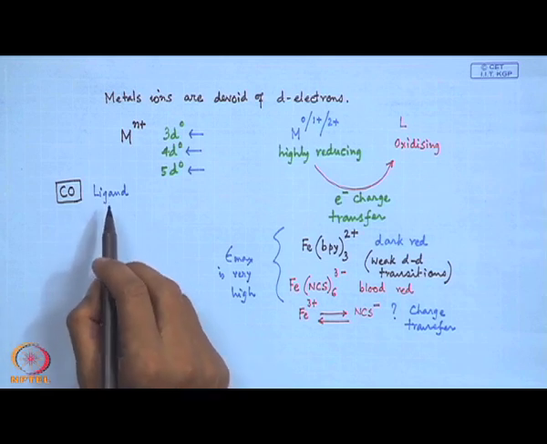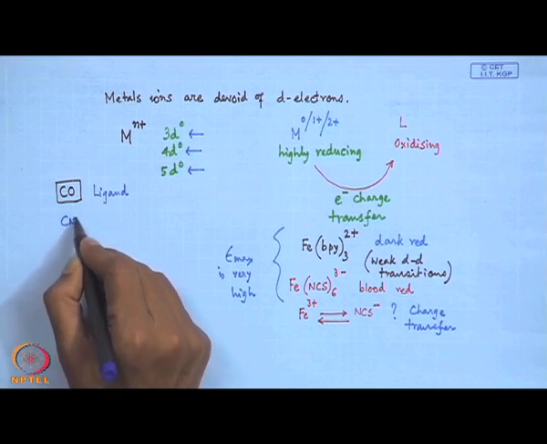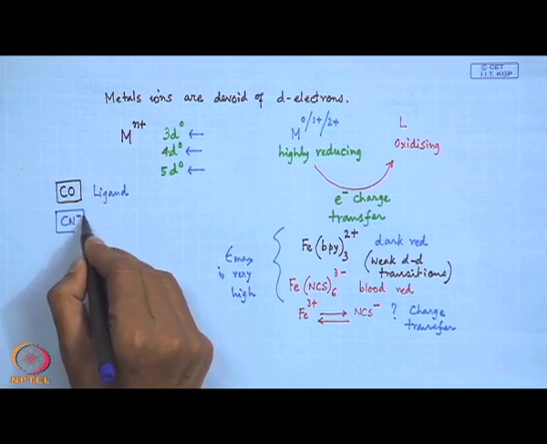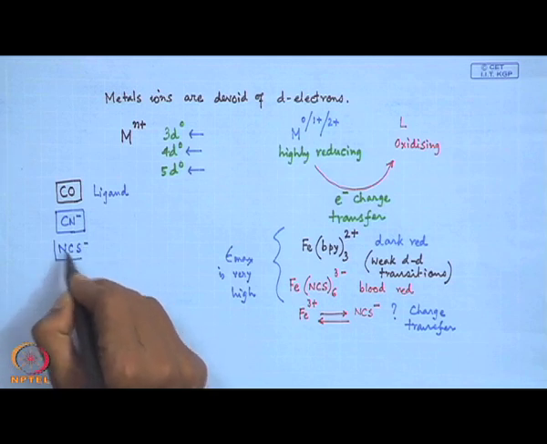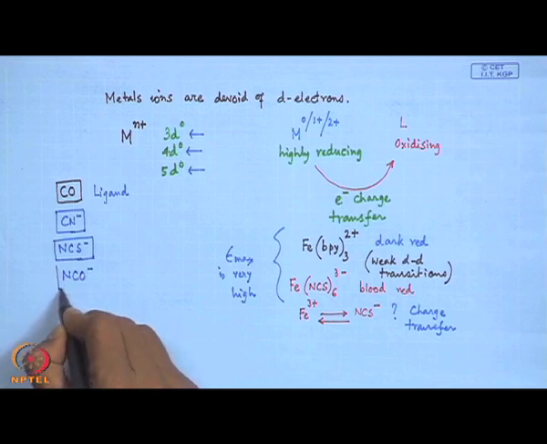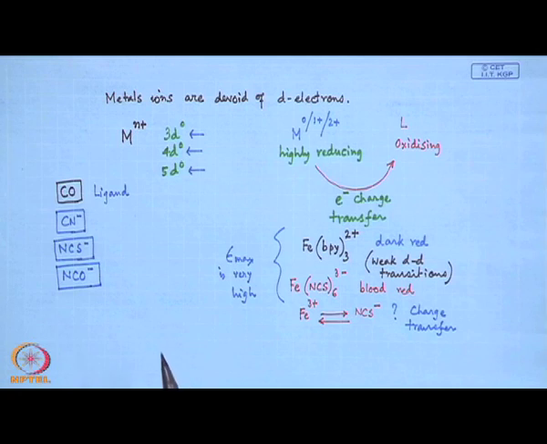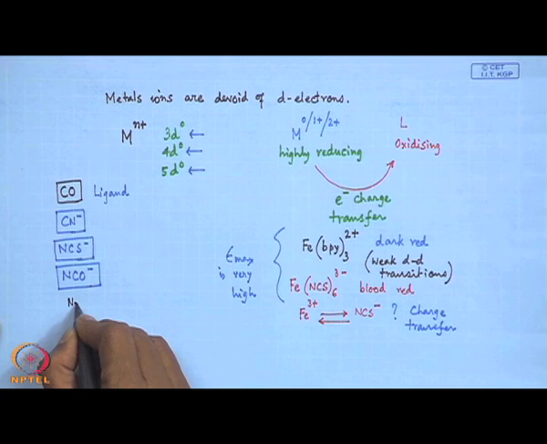So, depending upon the ligand, we can have carbon monoxide, or CN minus, or NCS minus, or NCO minus, cyanate. All these ligands have different types of connectivity patterns between the atoms present in them. Also we can have N3 minus, the azide anion.